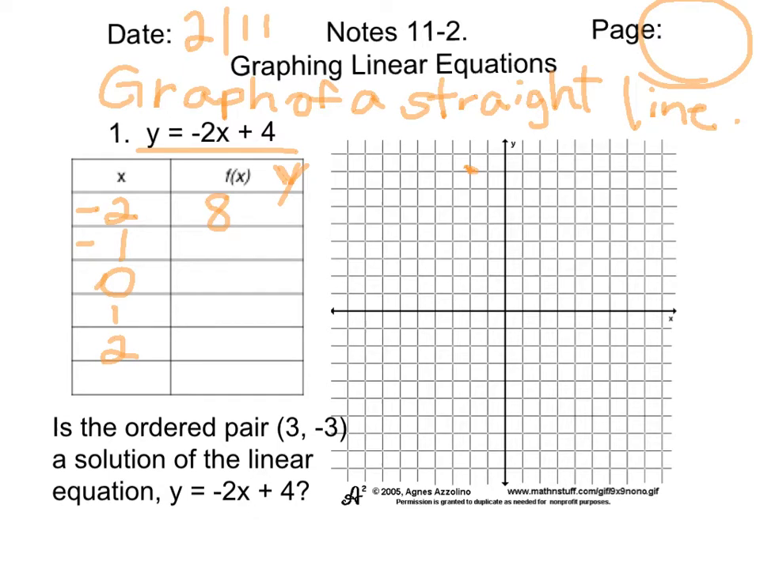And I continue doing this. Negative 2 times negative 1 is positive 2, plus 4 is 6. Negative 2 times 0 plus 4 is 4. And you start to see the pattern that the values are going down by 2. So the next value would be 2, and the next would be 0.